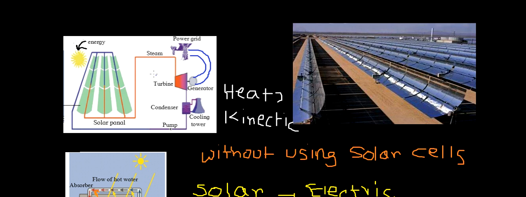And you can see that we have not used any solar cells here. So we have converted the heat energy of the sun into electric energy without using any solar cells. Solar cells are costly, so most plants use this way because it's much cheaper than directly using the solar photovoltaic cell.